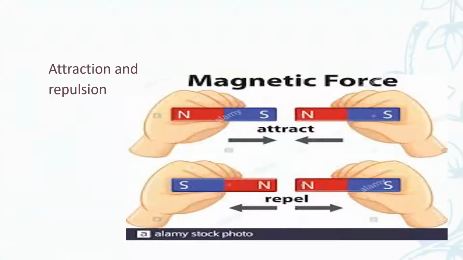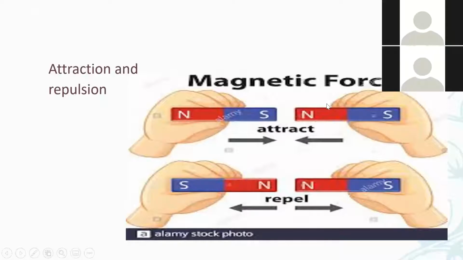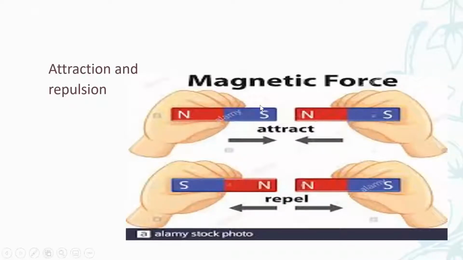Today we will be talking about the attraction and repulsion of the magnet. Previously we were talking about the magnetic force. The magnetic force will be attractive if the two opposite poles of the magnet come closer. For example, if the south pole comes closer to the north pole, we can say that attraction will be there, and vice versa. Besides this, if two like poles of the magnet come closer, then they will repel each other and repulsion will be there.